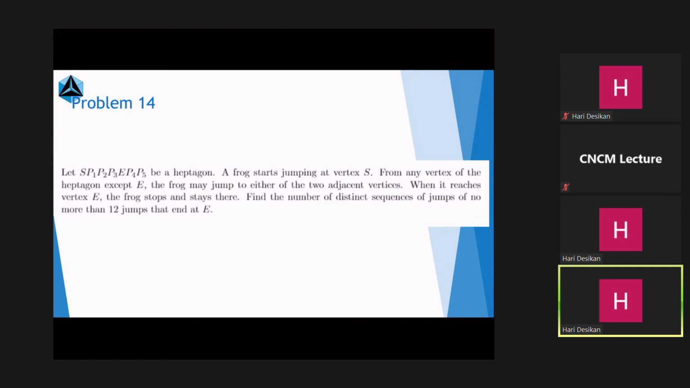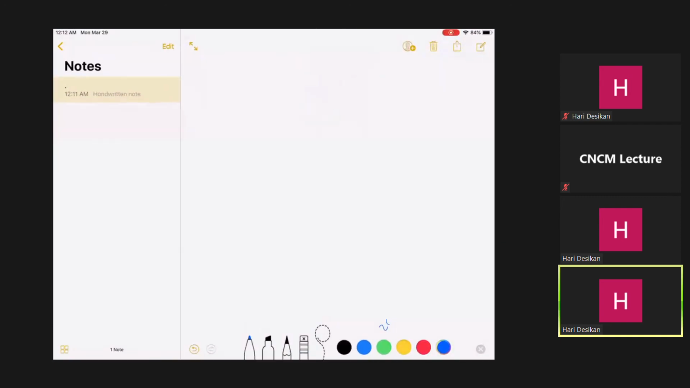So what this essentially says is, you've got a heptagon. You have S, P1, P2, P3, E, P4, P5. This is your heptagon. You always label them counterclockwise or clockwise in this manner. You always label them in order.